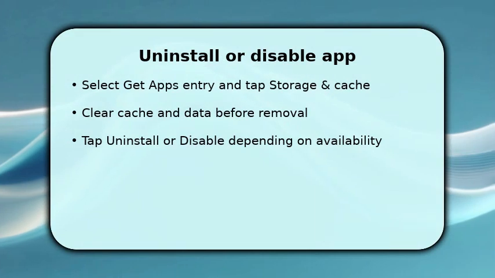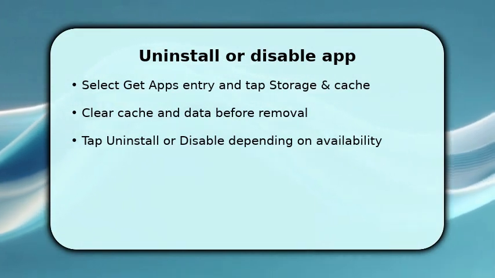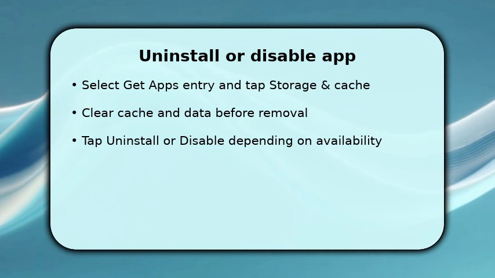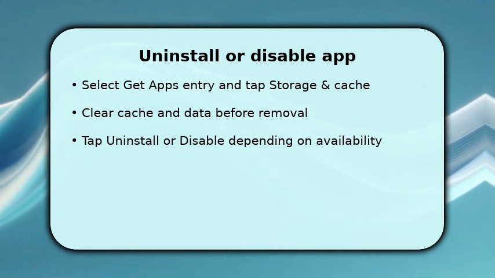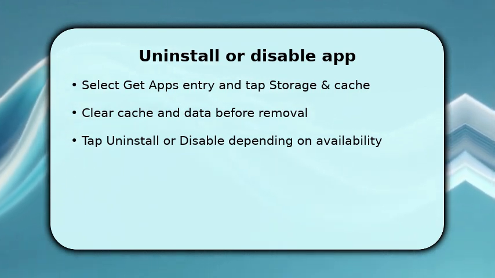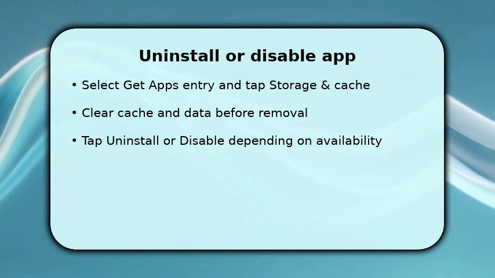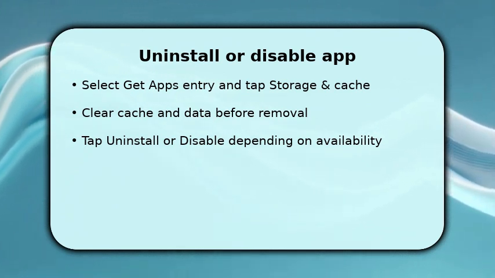You'll clear cache and data first to remove temporary files and reset permissions. This reduces leftover residue. Next, tap Uninstall if available. If the option is disabled, choose Disable to stop it running and hide it from the launcher.